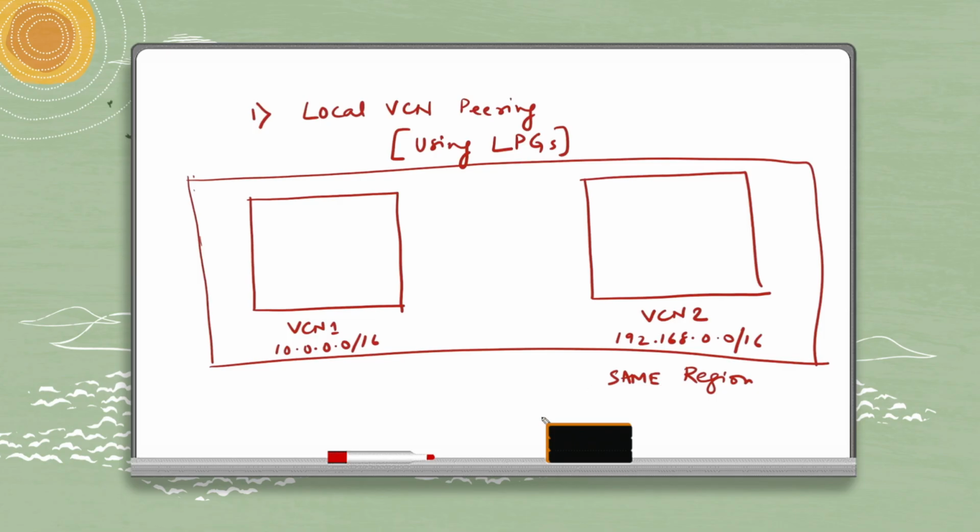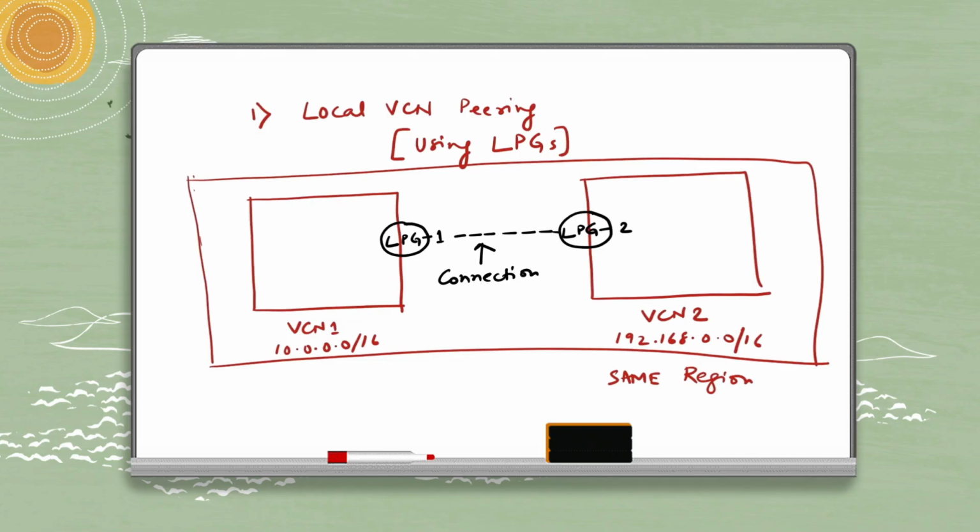And what is the second consideration? You must have a local peering gateway on both the VCNs. So let's name it local peering gateway 1. This is local peering gateway 2. So you must have a local peering gateway on each VCN in the peering relationship. And then you need to have a connection between these two local peering gateways.